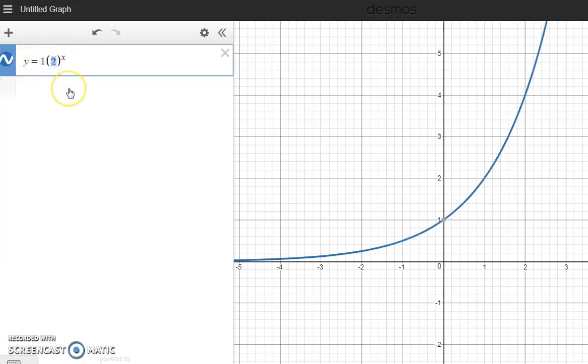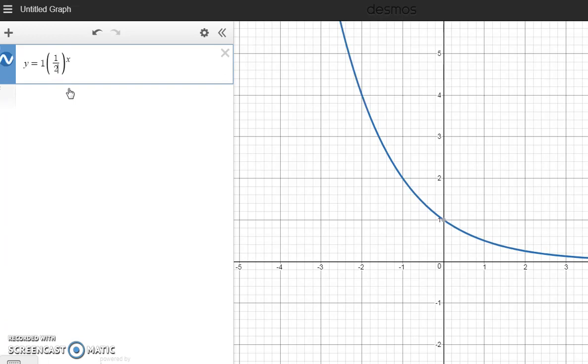What if I make b a fraction? So 1/2. Oh, so it flipped it around. Instead of going up from left to right, it's going down from left to right. Because if you square a half, now you have a fourth, right? If you do it to the third power, it's going to get smaller and smaller when you square a fraction. Okay, so I recommend checking that out, and you can see what happens with the graph there.